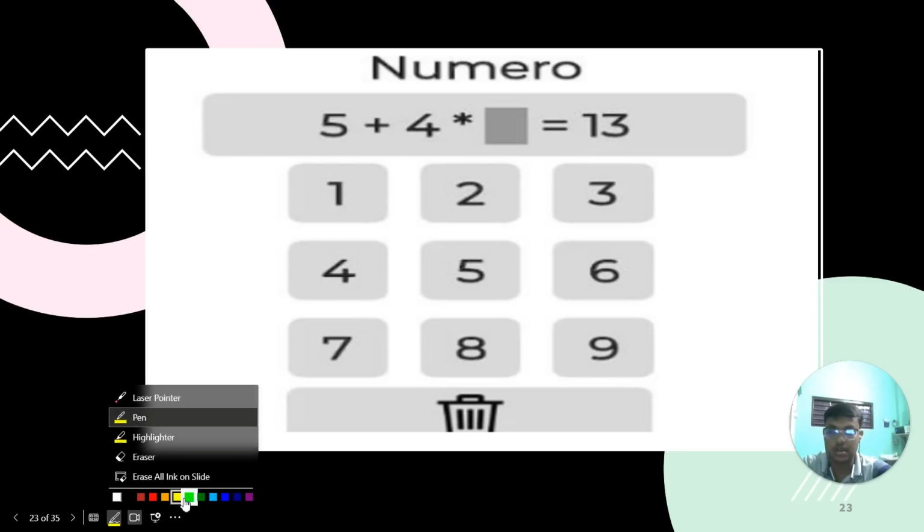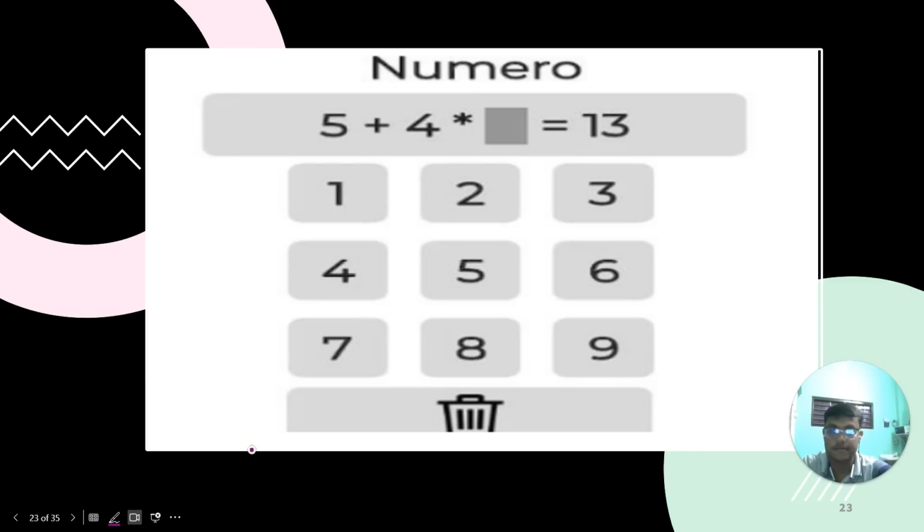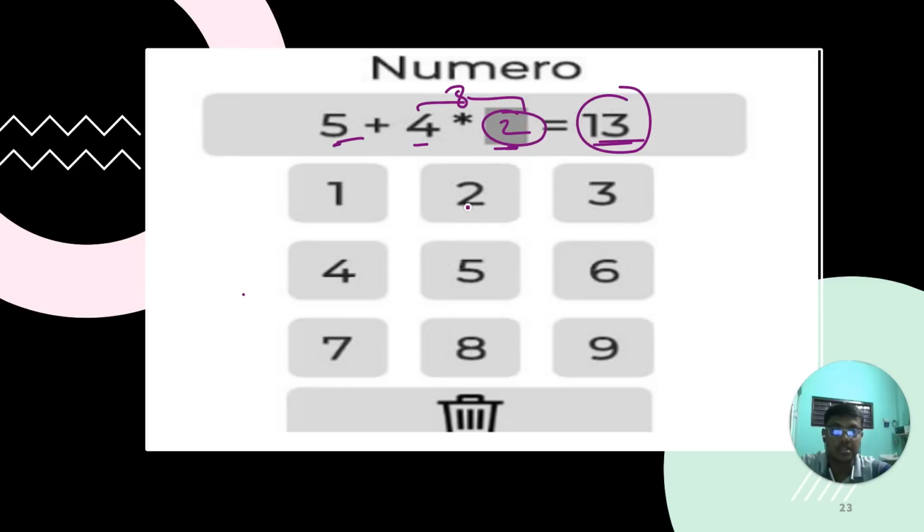Okay, let me change the color of the pen. So in this question, you could see we need to fill this blank so that we get this final answer as 13. Now you see 5 plus 4 into something would give us 13. Now if we deduct 5 from 13, we would have 8 as the answer of this section, right? Now we can get 8 by 4 into 2 is 8. So 2 would be our correct answer. Hope I could make you understand.